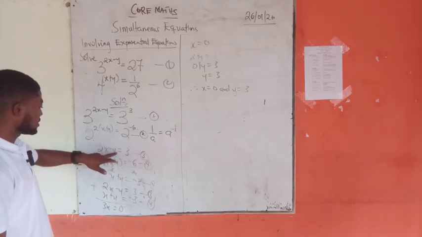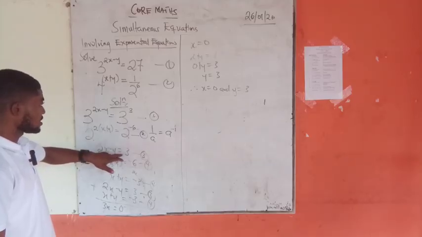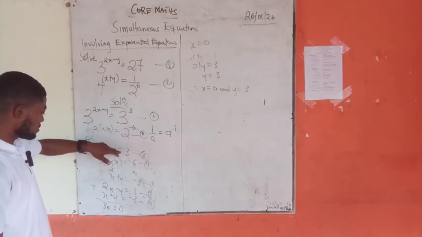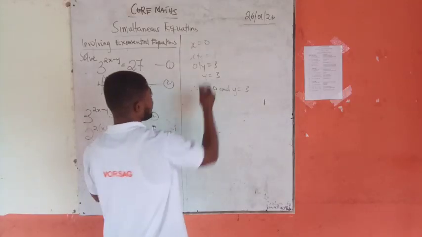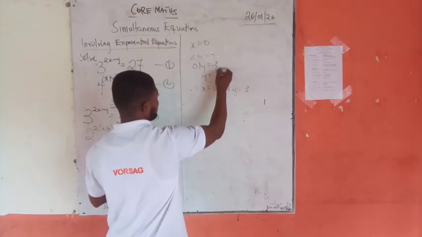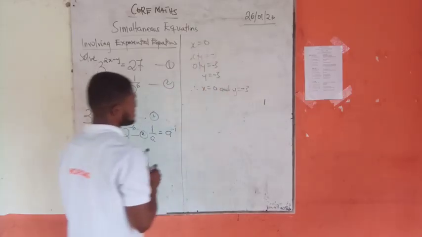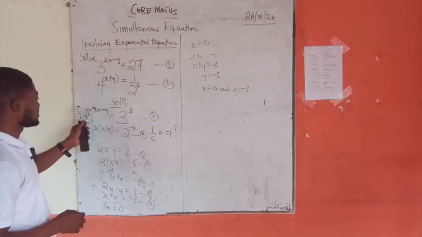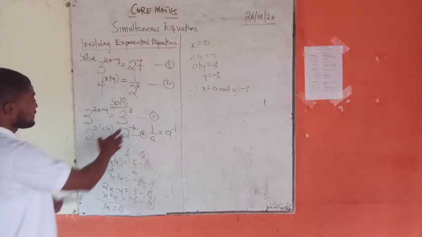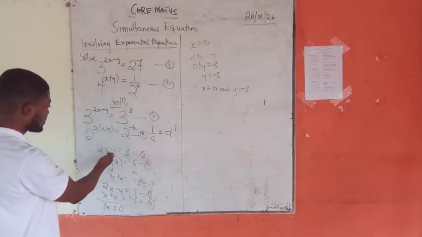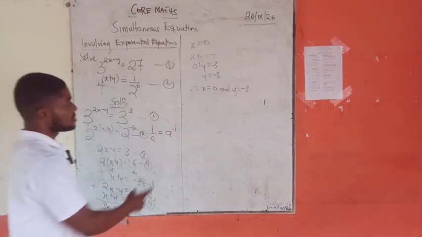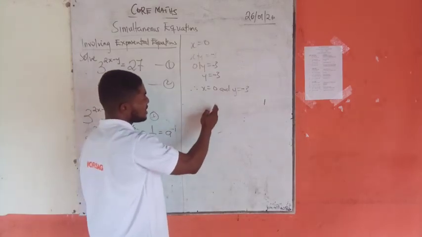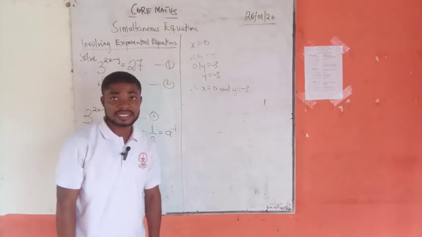That should give me a negative answer. So let's check our work very well. The sign here is supposed to be negative. Yes, and here will be negative. So we have 2x minus 3. That will give us positive 3. Then we have 0 minus 3. That will give us negative 3 for this particular one. So we say therefore x is equal to 0 and then y is also equal to negative 3.